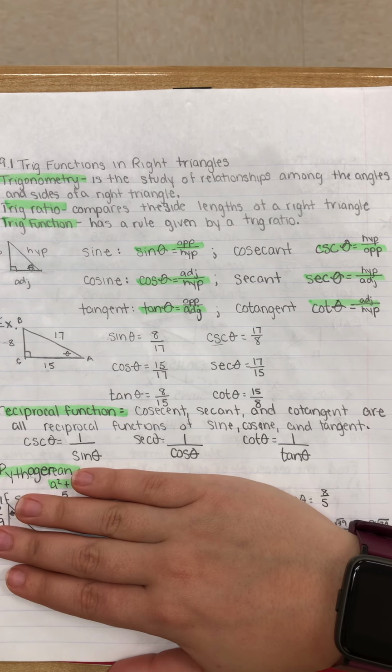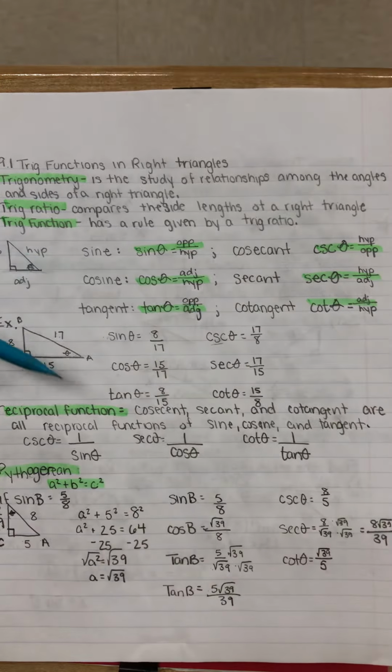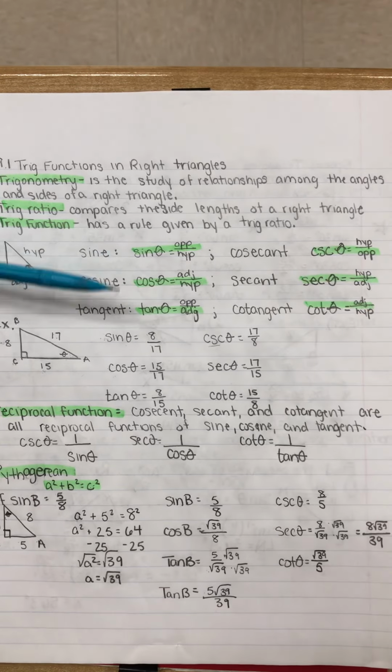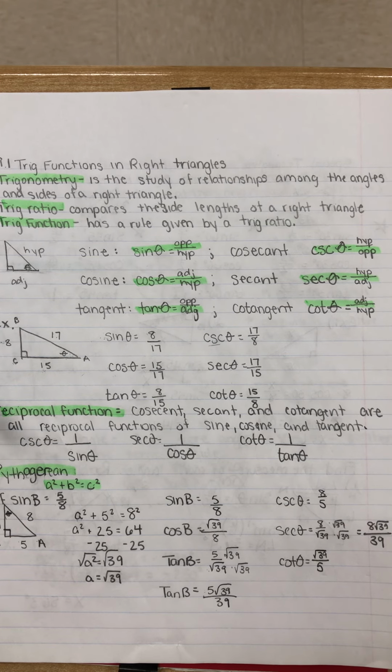Another vocabulary, a reciprocal function. We basically just learned it here. They're called inverses. So cosecant, secant, and cotangent are all reciprocal functions of sine, cosine, and tangent. Okay, that's basically what we said. They're inverses of each other. It's just another way to say a reciprocal form.